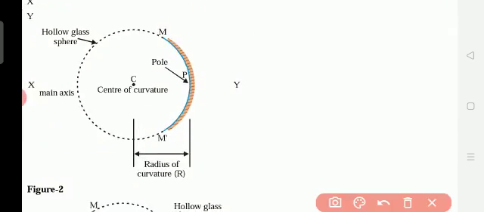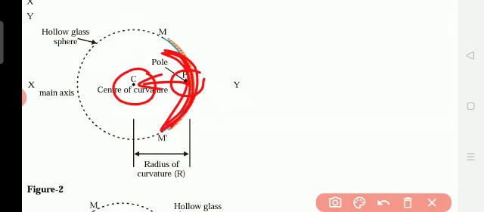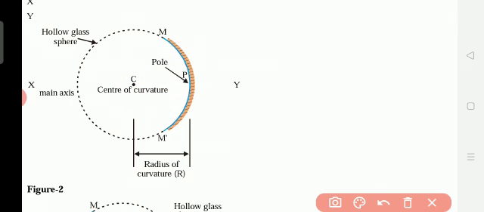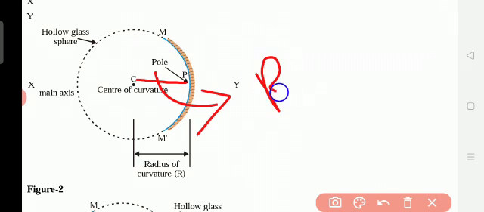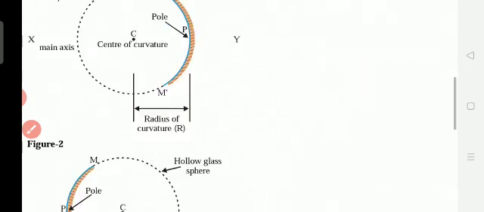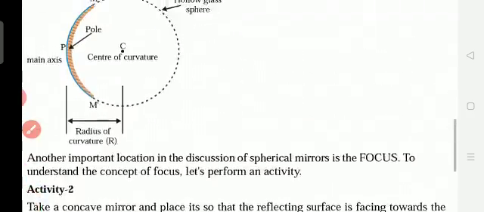And this pole is at the center of the surface, but this C, the center of curvature, is outside the surface. This is the surface of the mirror, but C is outside the surface of the mirror. The distance between the center of curvature and pole is called the radius of curvature. It is denoted by capital R. Okay, and the next definition.